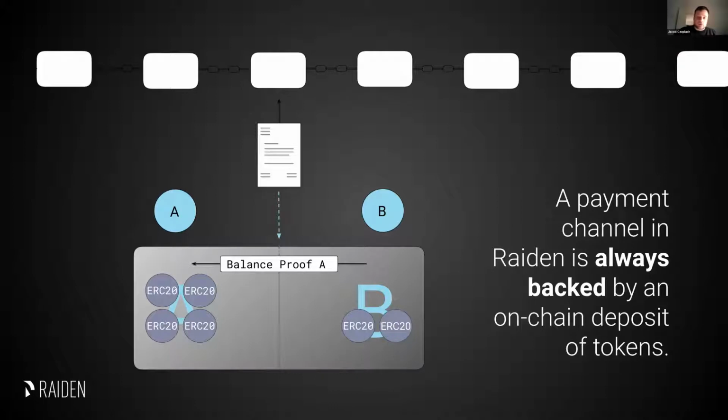As I mentioned, Raiden is an off-chain solution, and a payment channel is always backed by an on-chain deposit of tokens. We have a smart contract that keeps track of how much users have deposited, and then users are allowed to spend this off-chain. When the lifetime of a channel is over, the smart contract is able, based on balance proofs, to calculate who gets what in the end. The only points where Raiden interacts with the actual blockchain are opening these channels, depositing into them, and then closing and settling them. Everything in between is off-chain, very fast and cheap.